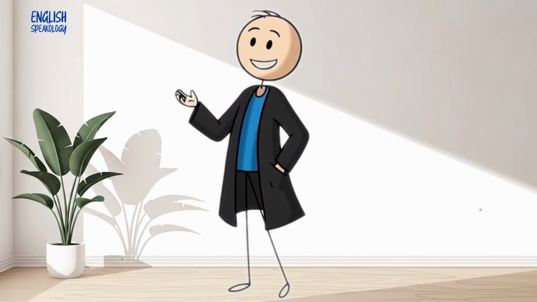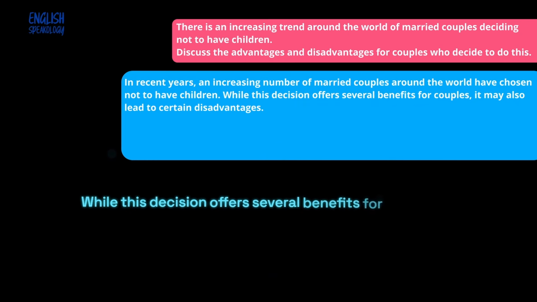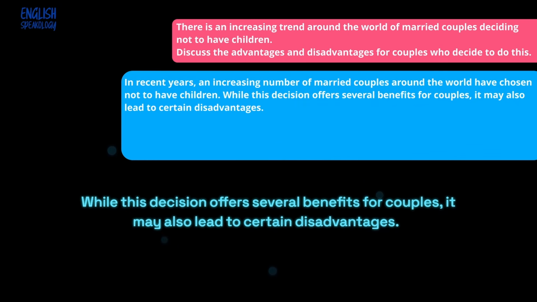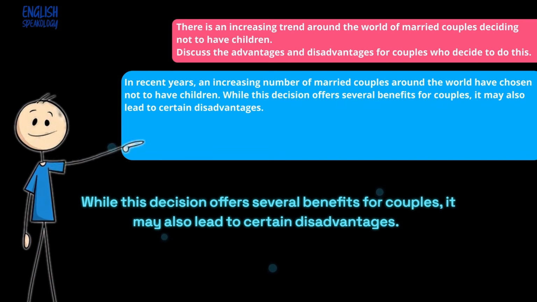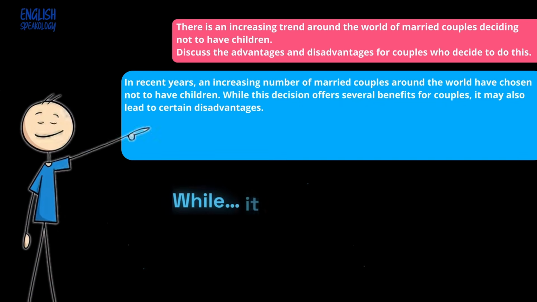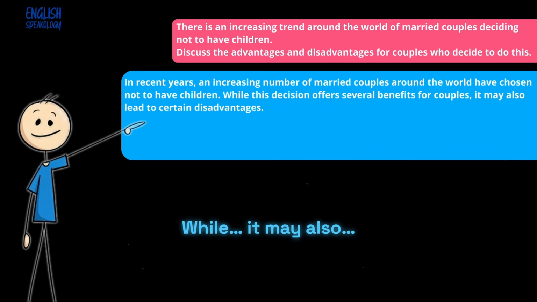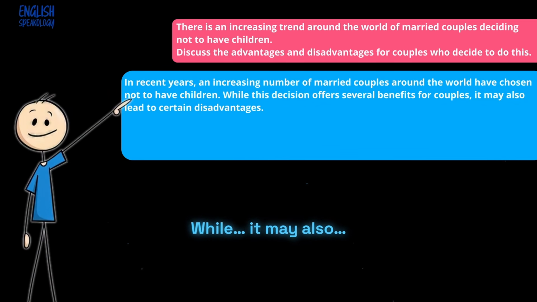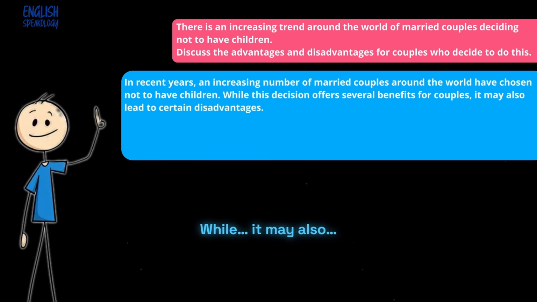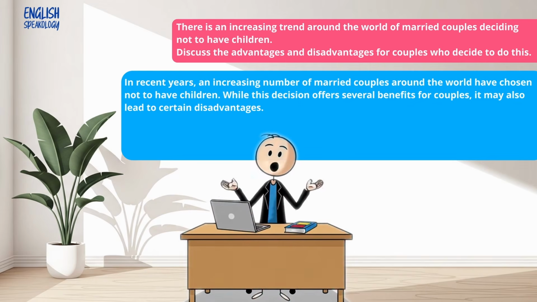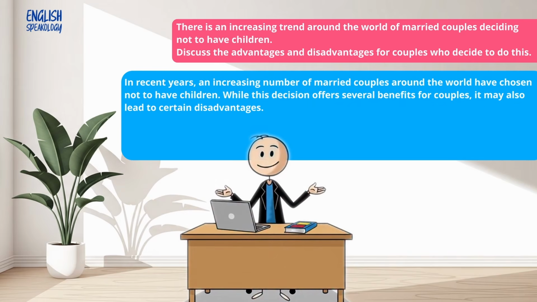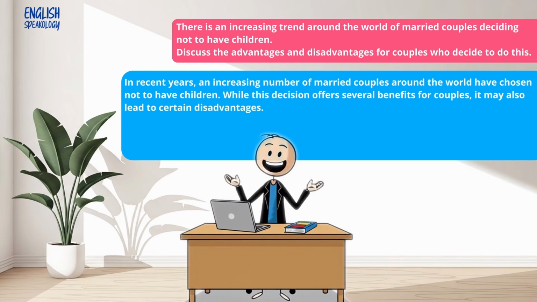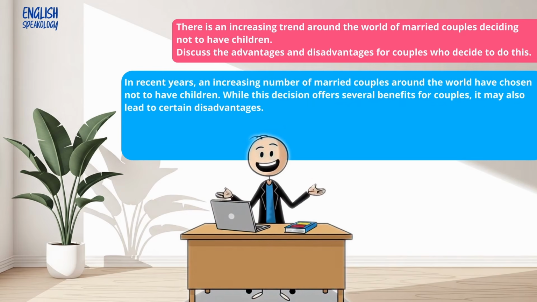Now we continue with the second sentence. Sentence 2. While this decision offers several benefits for couples, it may also lead to certain disadvantages. This sentence introduces the 2 sides of the discussion. Notice the phrase, while it may also. This structure shows balance between advantages and disadvantages. Balanced sentences help improve coherence and clarity in writing. Now our introduction is complete. 2 sentences, clear, effective, exactly what examiners prefer.